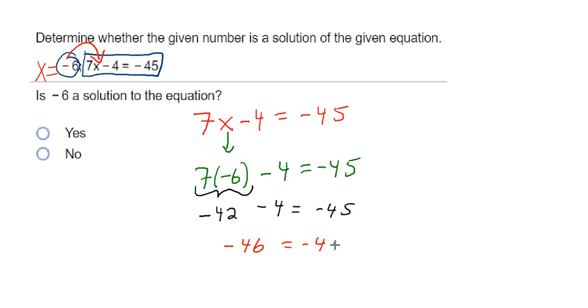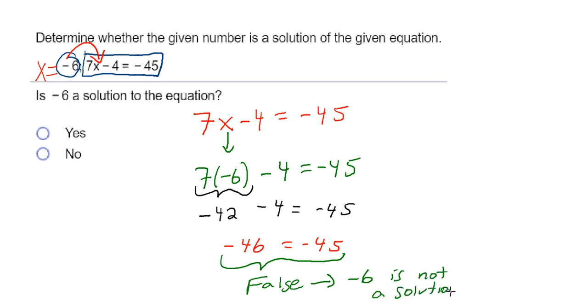On the right-hand side we have -45. And whenever you're dealing with the equal sign, that is only ever true if the left-hand side has the same value as the right-hand side, which it doesn't in this case, right? -46 is not the same value as -45, and so this is a false statement. So under the condition that x is equal to -6, this equation is false, which means -6 is not a solution. All right, so on our homework, we will mark the answer of no.